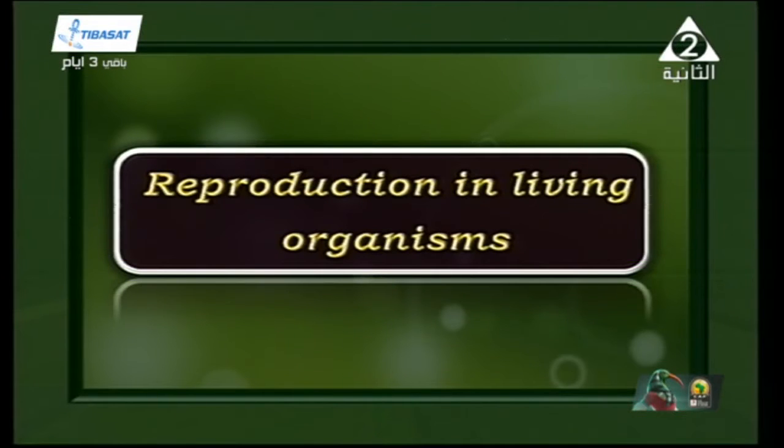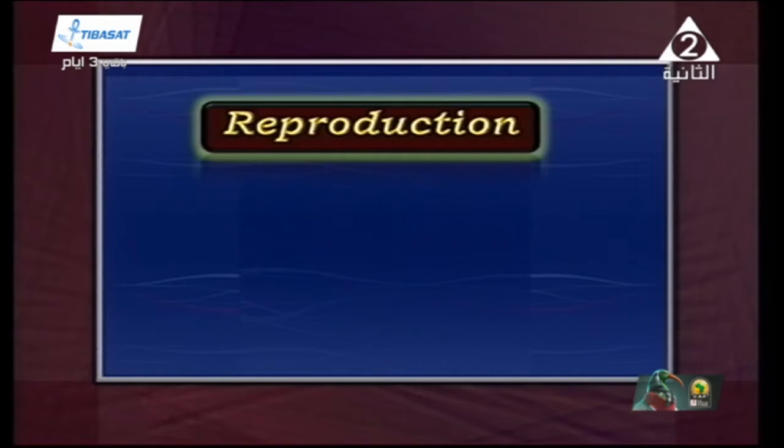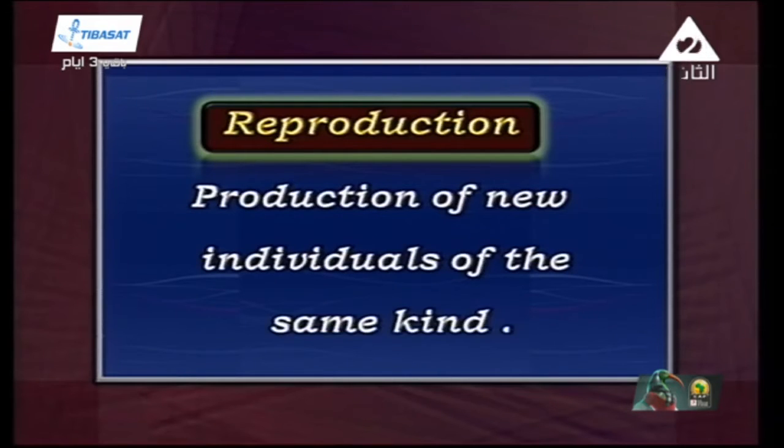Reproduction in living organisms. This is our chapter today. Today we're going to learn more about reproduction, what we mean by reproduction, and the different types of reproduction. Reproduction is the production of new individuals of the same kind, of the same type.